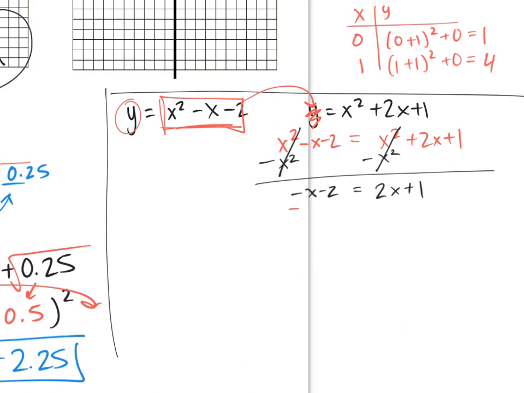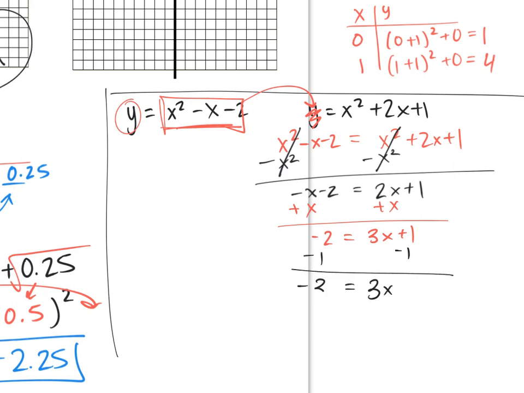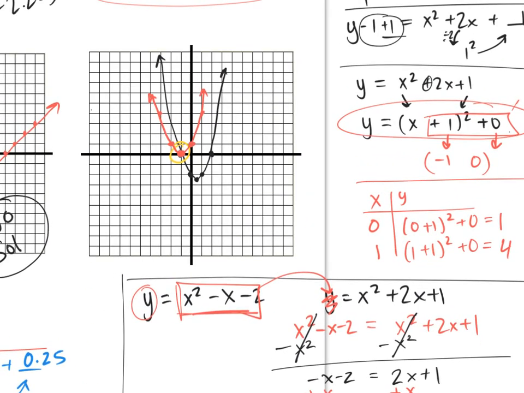Let's solve this for x. I'm going to add x. That means I have negative 2 equals 3x plus 1. Again, I'm just solving for x here, so I'm going to subtract 1 on both sides. I have 3x equals negative 3. So if I divide both sides by 3, I have x equals negative 1. Well, let's see. Does that make sense in our graph? Does x equal negative 1 in our intersection point? Our intersection point looks like it might be negative 1 comma 0. Yeah, x does equal negative 1 in that intersection point.